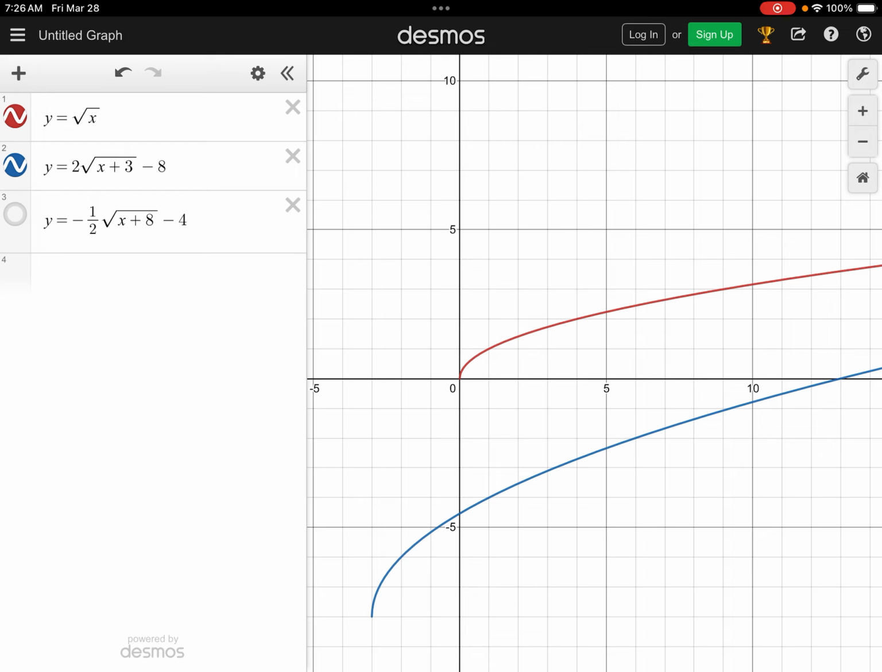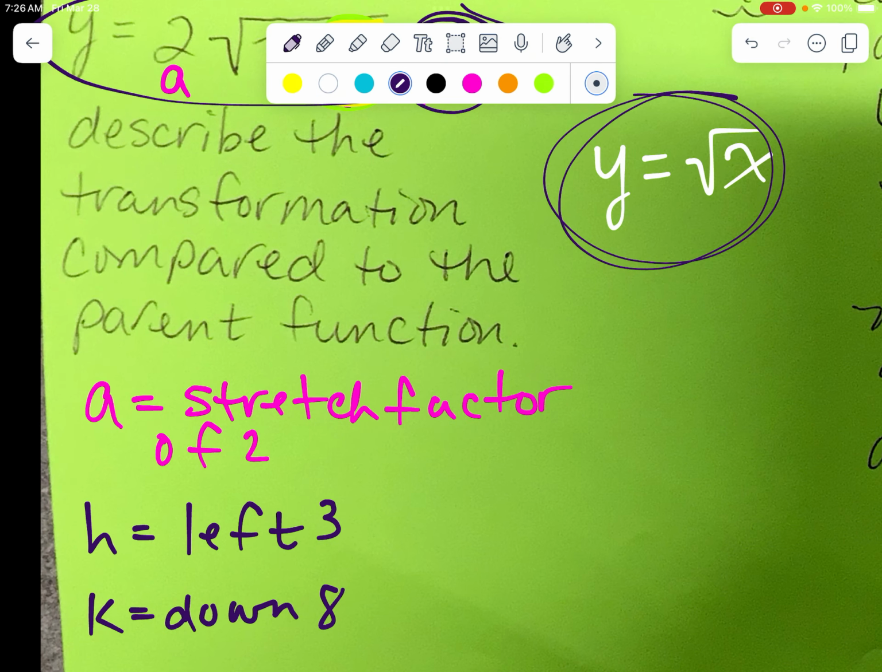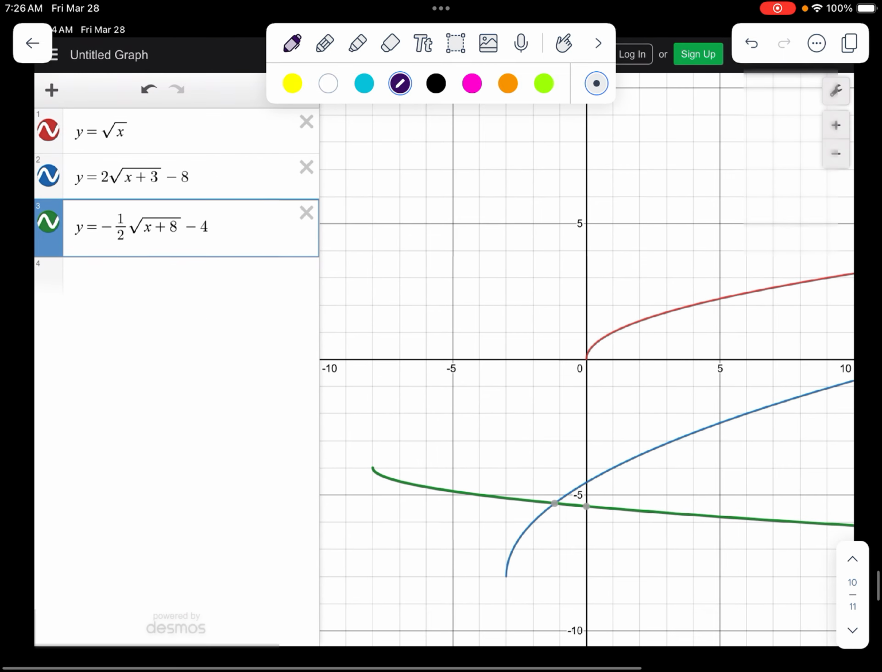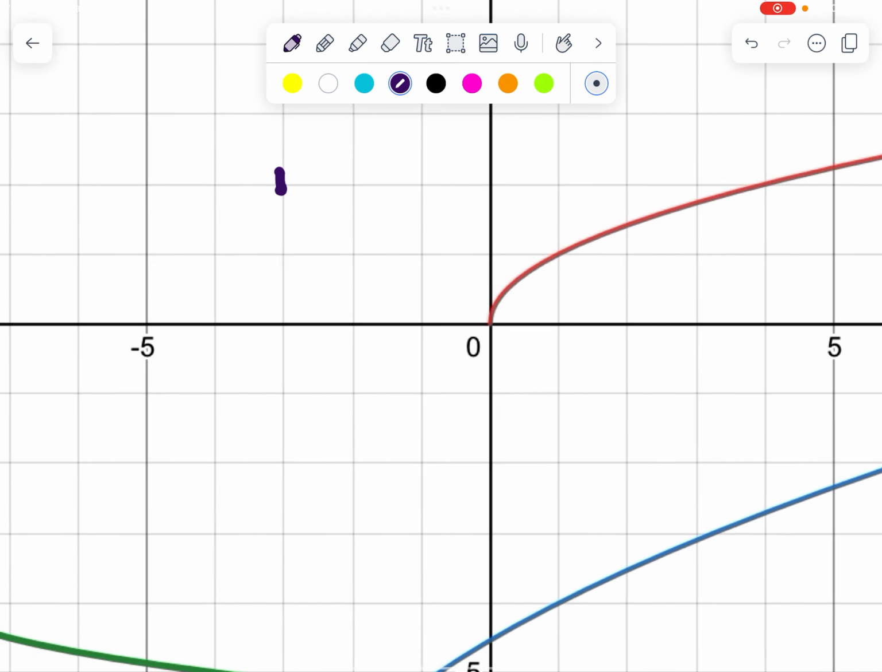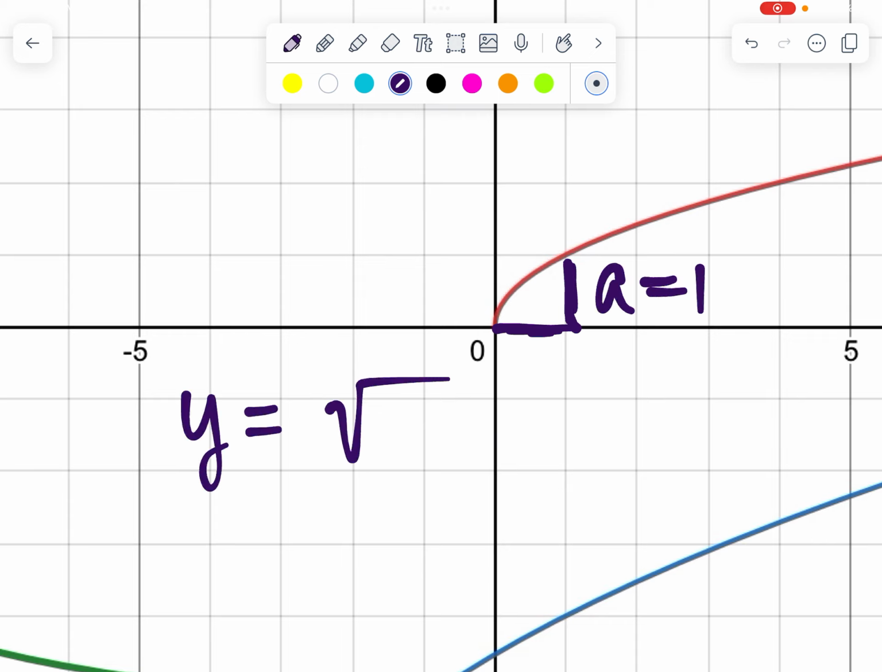But how did it get 2 times taller? Let's take a look at that. Let me scroll here. We're looking at just the blue graph compared to the red graph. Don't worry about the green one here. Well, if I look at the red graph, if I go over 1 and I go up, that is the a value. So for the parent function y equals the square root of x, it has an a value of 1. Well, 1 times the square root of x is just simply the square root of x.